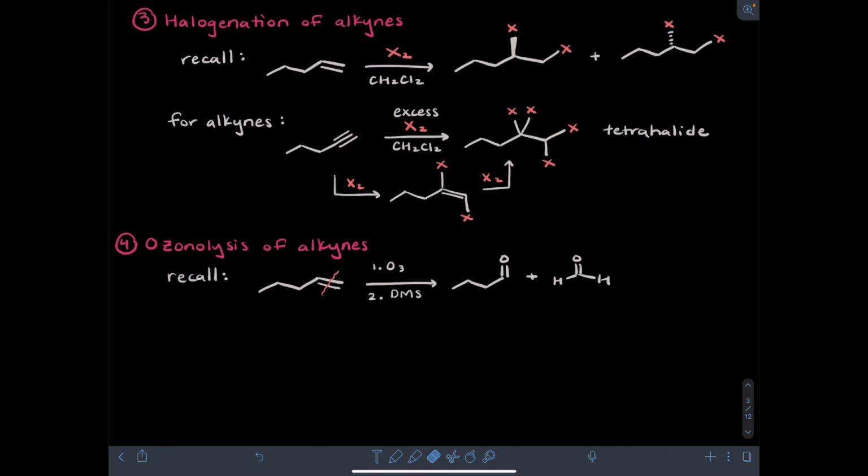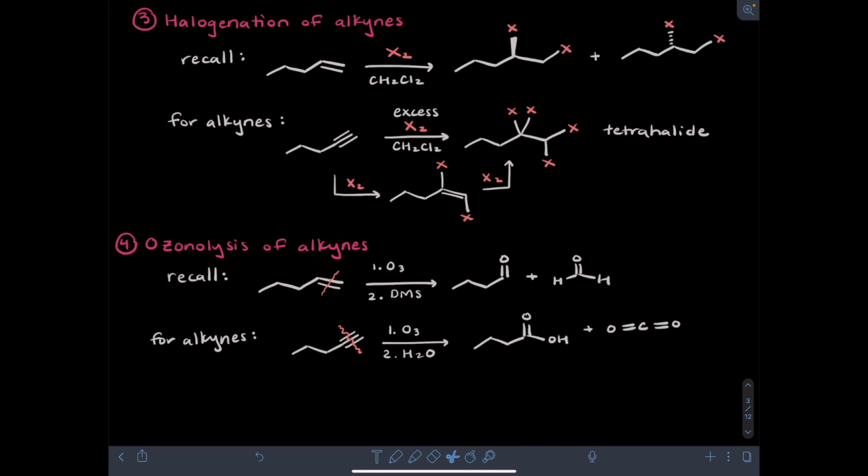A final reaction that we saw for alkenes that will also be important for alkynes is ozonolysis. For alkenes, this was treatment with ozone followed by DMS, or zinc and water. The outcome of this reaction is that the carbon-carbon bond of the alkene is completely cleaved, and each of those carbons has a new double bond to an oxygen. For alkynes, the reagents are slightly different. You treat the alkyne first with ozone as before, but the second step is treatment with just water.